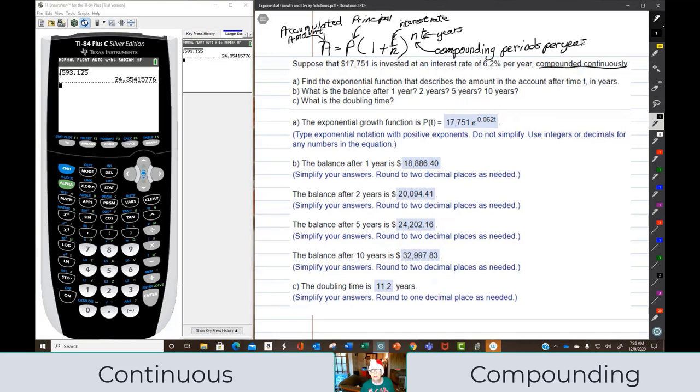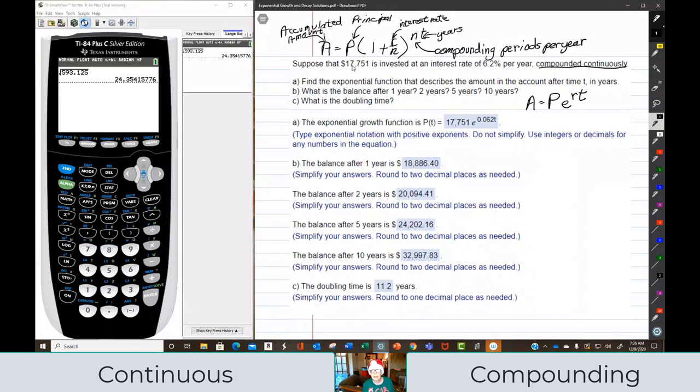The general formula for continuous compounding is A, the accumulated amount, equals P, the principal, same as up here. But now there's a change: times the number e, which is about 2.7, raised to the r, which is the same as here, and the t, which is the same as here. Okay, so you have the accumulated amount equals the principal times e raised to the interest rate written as a decimal times the time in years. And that's the formula we're going to work with.